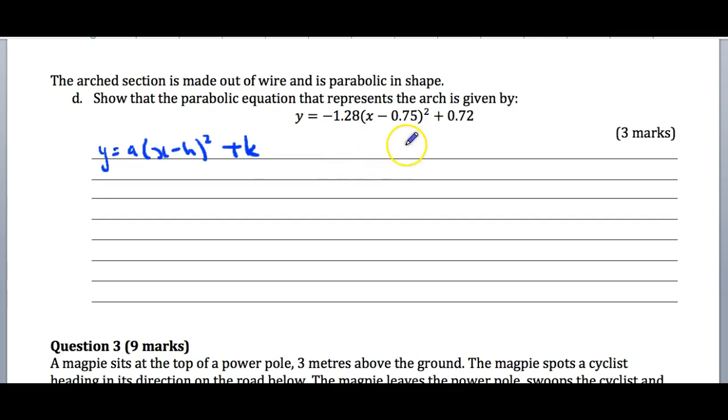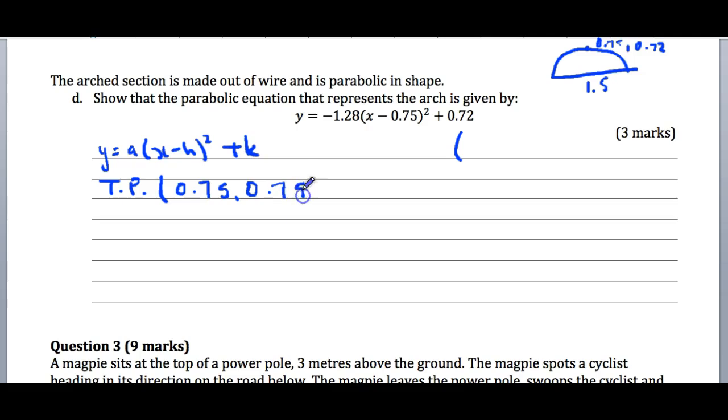So my turning point, remember the width was 1.5. So like that. So half of that is 0.75. And then your height, remember, was 0.72. Oops, 0.75, sorry. 72. So your turning point is 0.75, 0.72. Oh, why do I always do that?